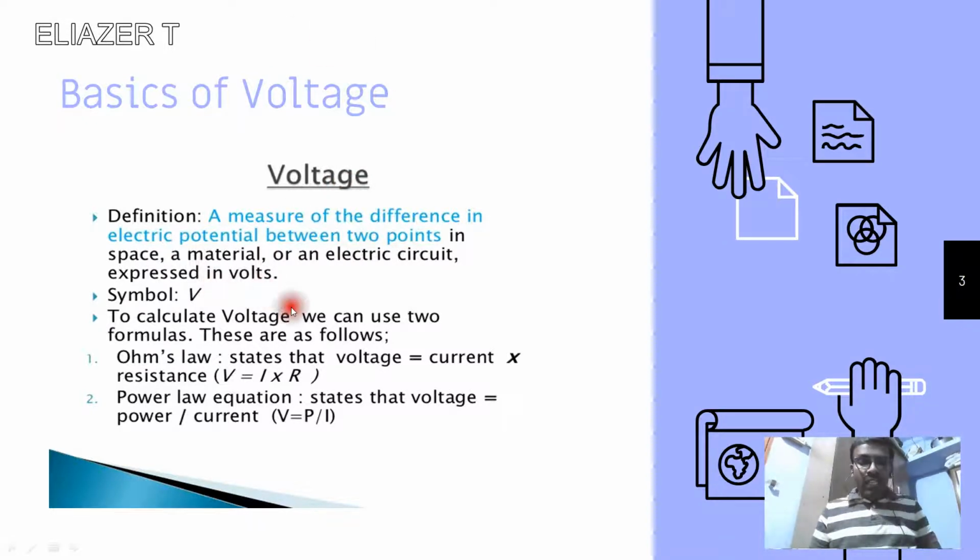To calculate the voltage, we can use two formulas. One is from Ohm's law, and another one is from the power equation. Ohm's law says V is directly proportional to I, so V is equal to IR, and the power equation is P is equal to VI, the product of voltage and current. It is expressed by the symbol V. EMF, volts, everything is expressed by the letter V, the first letter of voltage. The unit of voltage is volts, so the first letter of volt is V.